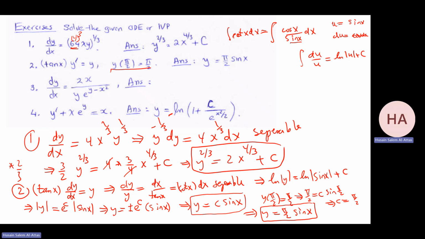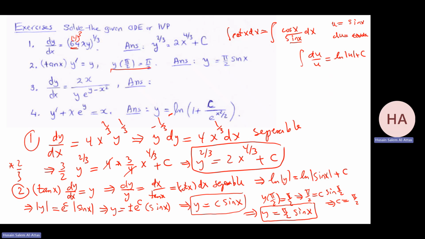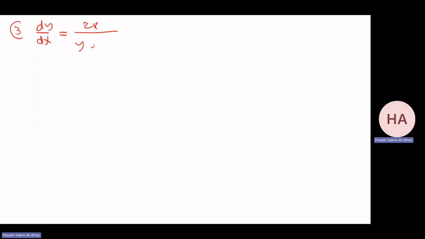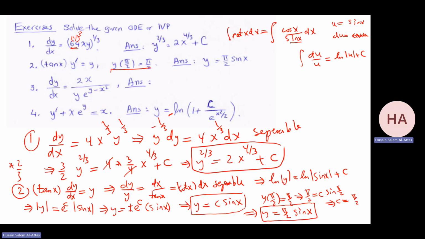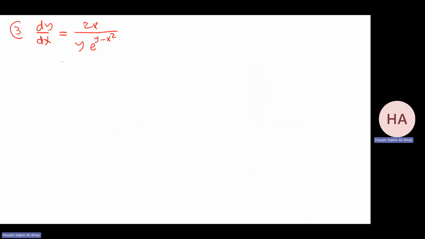Okay, 3. dy over dx equals 2x over y e^y minus x squared. Seems a little bit complicated, but it's not. This is 2x over y e^y minus x squared.